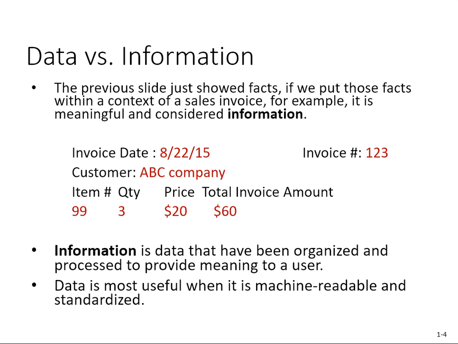Then what is information? If we look at those data, it's meaningless, right? But if we put those facts within a context of a sales invoice, for example, it becomes meaningful. Now we consider it information, right? For example, invoice data: customer name is ABC company, and the $20 is the price. Total invoice amount $20. So information is data that have been organized and processed to provide meanings and context that can improve the decision-making process.